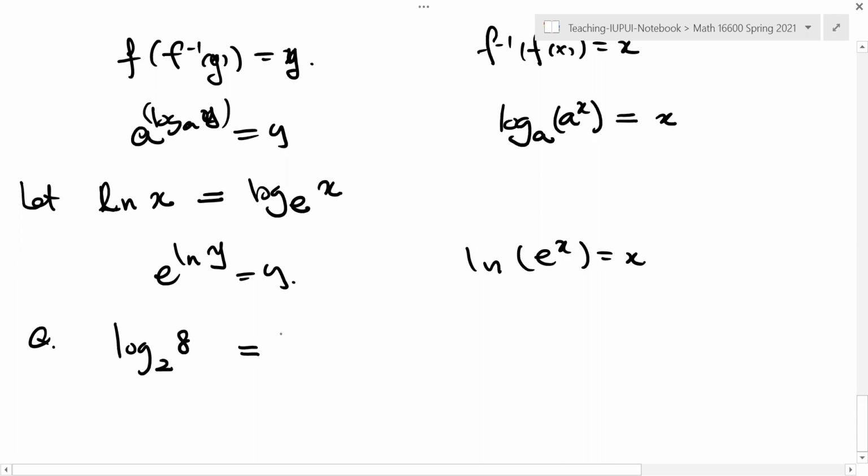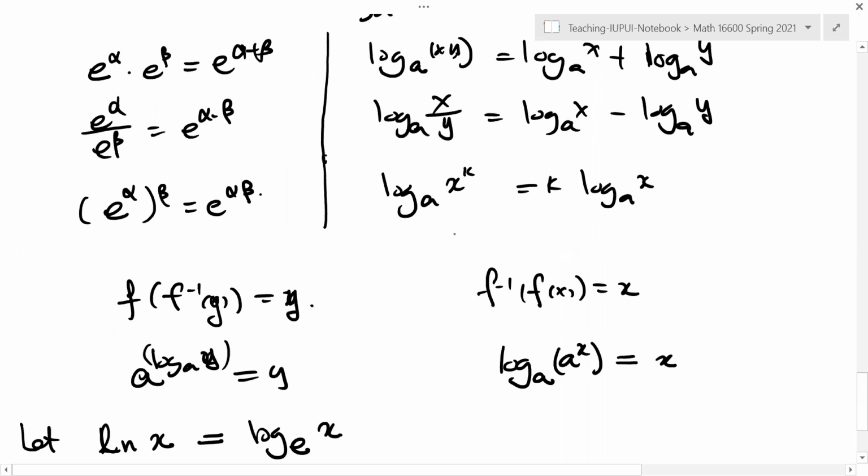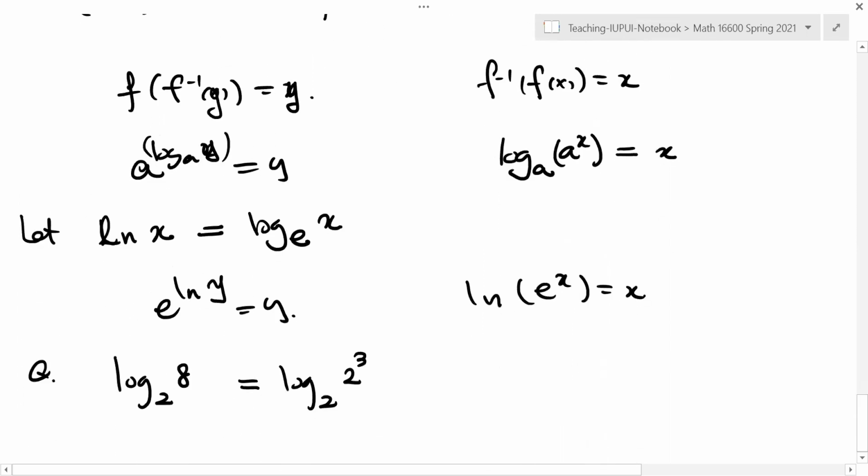All right, how do you simplify? First of all, I know that 8 is 2 cubed, okay? And then I use a third equation, or just use that one. Even you can use this one, you can get the answer right away, right? So it's just equals 3. Or you can do one more step. Log of 2 with base 2 is going to be 1, so it's just 3.